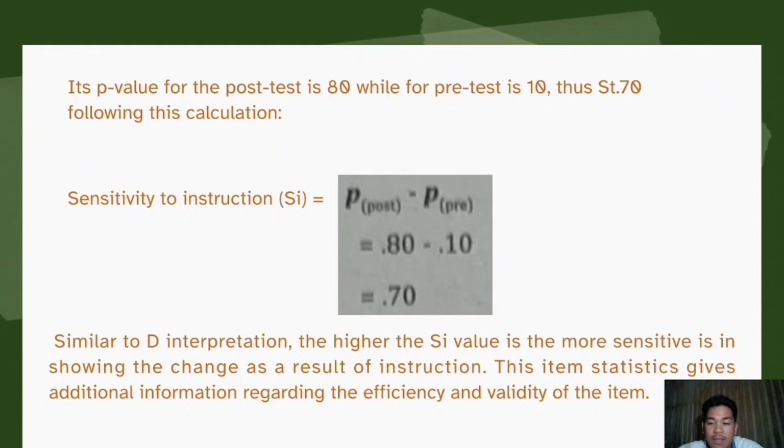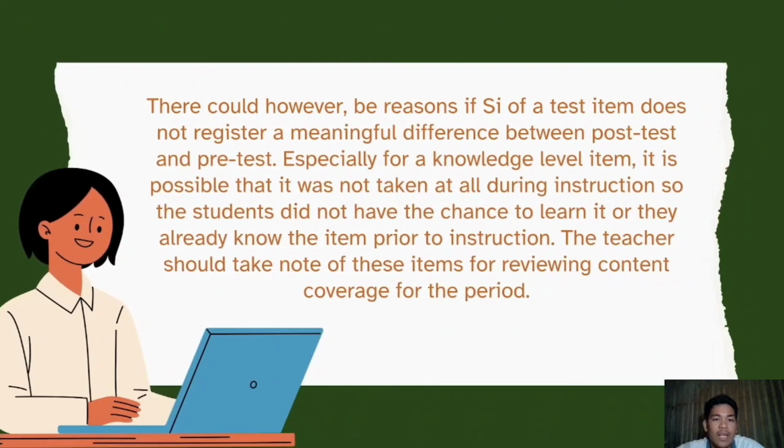This item statistic gives additional information regarding the efficiency and validity of the item. There could, however, be reasons if the SI of a test item does not register a meaningful difference between post-test and pre-test, especially for a knowledge-level item. It is possible that it was not taken up at all during instruction, so the students did not have the chance to learn it, or they already knew the item prior to instruction. The teacher should take note of these items for reviewing content coverage for the period.